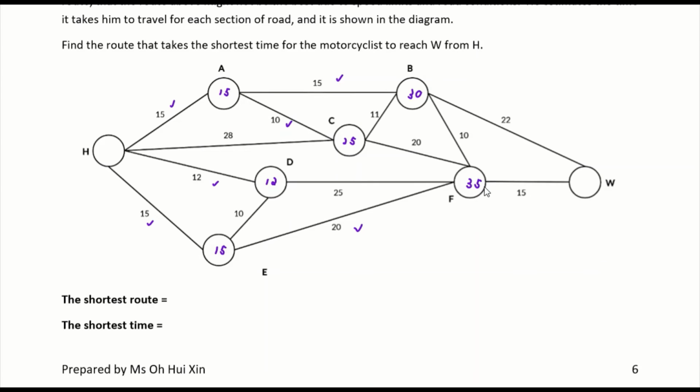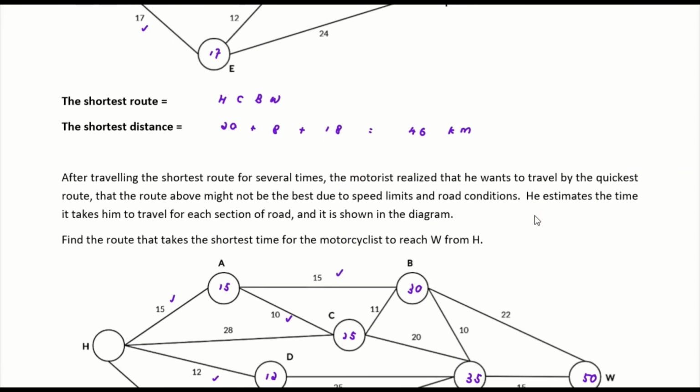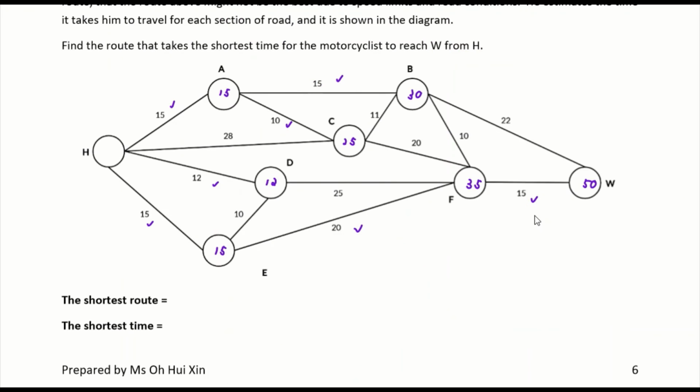Again, after you get 35, please check when you add 10, does that give you a smaller number than 30? If yes, then you will need to change this number. If no, then this is okay. Now we move on to the last one, 22, 15. So this is 50, this is 52. So that's why 50. So your answer is here. You see that the route you can take here is different from the one above. In this case, it's W.